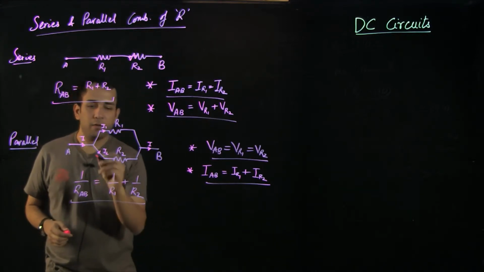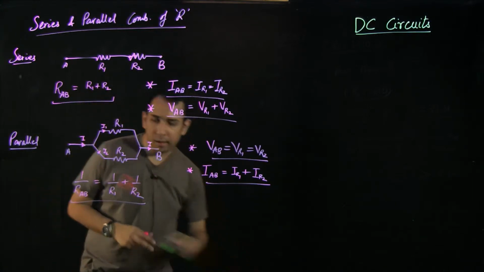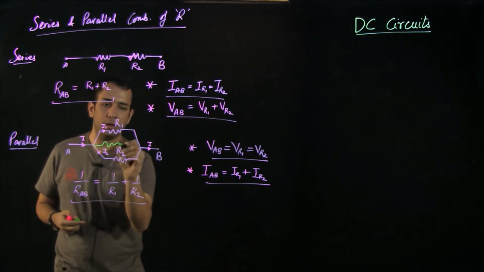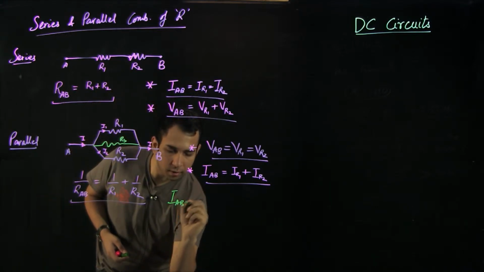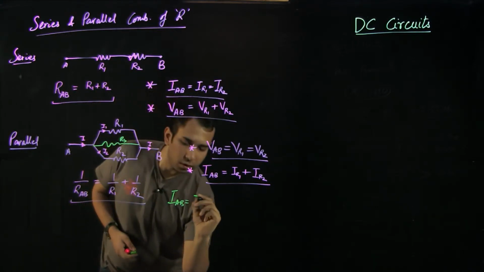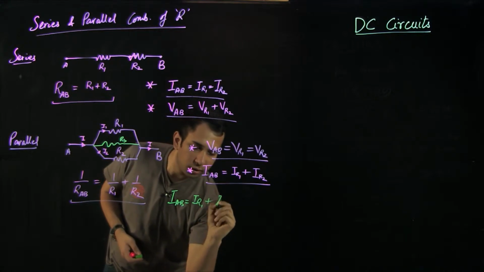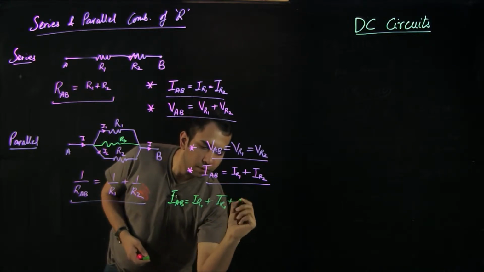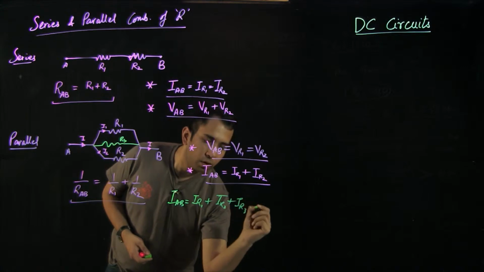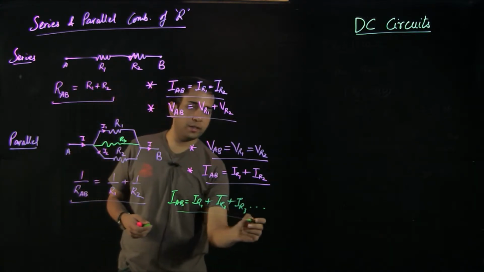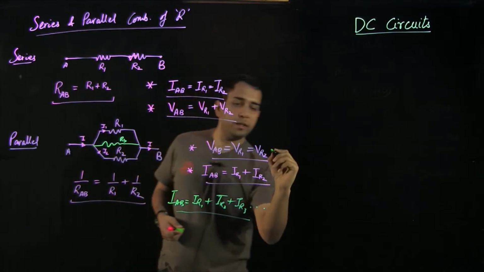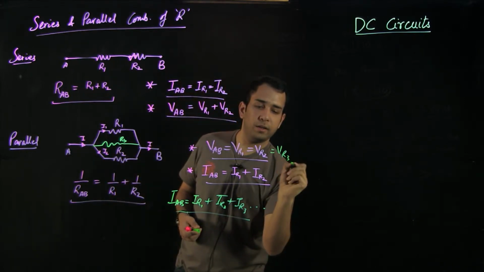So let's say if I am adding a third branch here, which is R3, then IAB will branch out in all three. So I can write it and so on. So if I just keep on adding branches, then I can just keep on adding these, and this will remain same. Still this will remain same in that case.